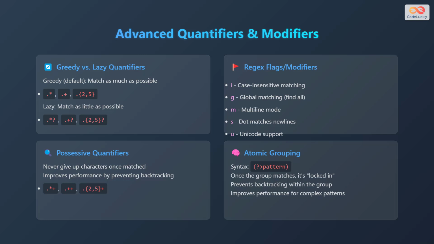Regex flags or modifiers alter how the regular expression engine interprets the pattern. The i flag enables case-insensitive matching. The g flag enables global matching, finding all matches instead of just the first. The m flag enables multiline mode, where ^ and $ match the start and end of each line. The s flag makes the dot match new lines as well. The u flag enables Unicode support. Atomic grouping uses the syntax (?>pattern). Once the group matches, it's locked in, preventing backtracking within the group. This improves performance for complex patterns.